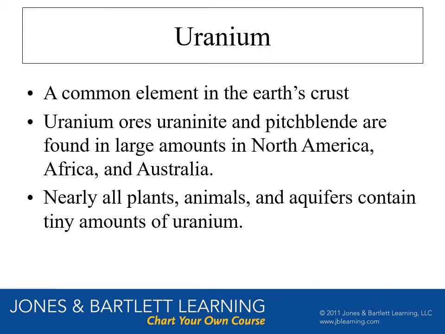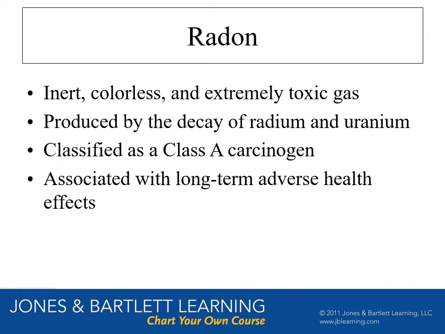Uranium, as I mentioned before, is an element in the Earth's crust. It's found in many places in North America, Africa, and Australia, and almost all animals and plants contain small amounts of uranium. There's always some background levels of radiation you might detect.